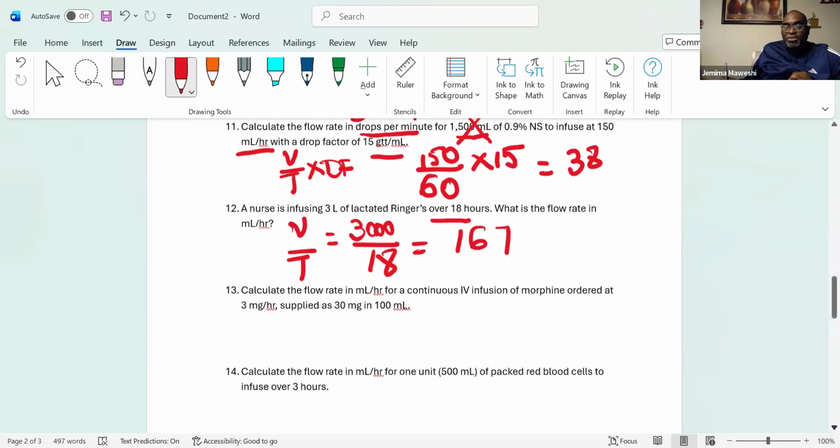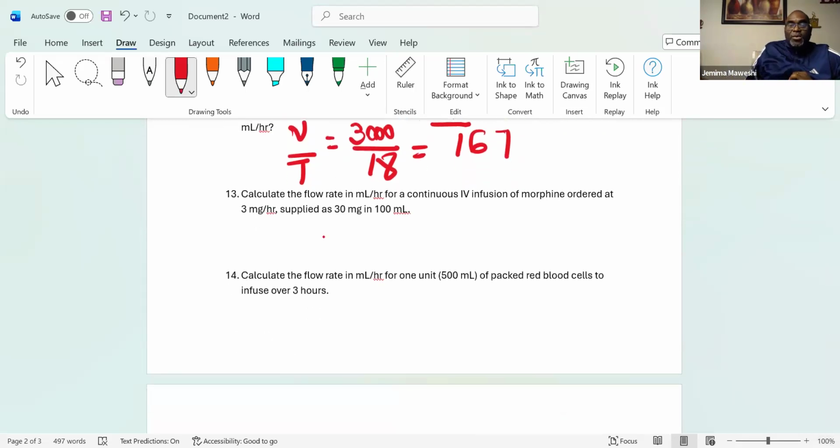So we are at number 13. Number 13, what are we looking for? Milliliter per hour.